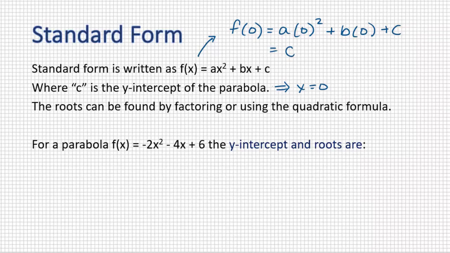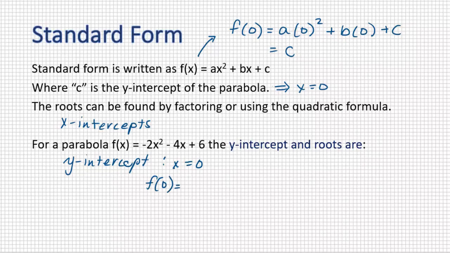To find the roots, or the x-intercepts, we'll use either the quadratic formula, or if you know how to factor, we can sometimes factor the equation for a fast way to find the roots. We'll look at this same equation we looked at on the previous slide, where f of x is equal to negative 2x squared minus 4x plus 6, and find the y-intercept and the roots for it. Let's start with the y-intercept. That's the easy one. Again, for the y-intercept, we set x equal to 0.